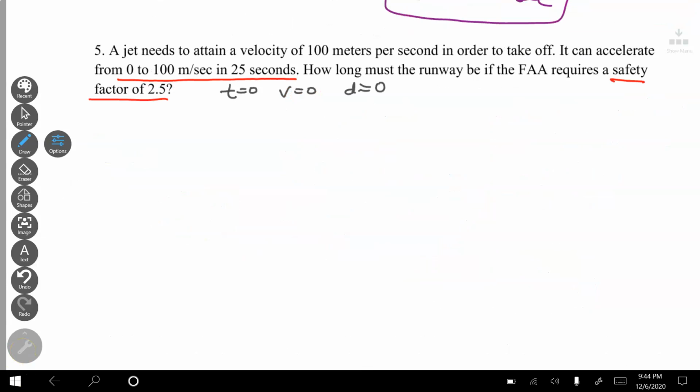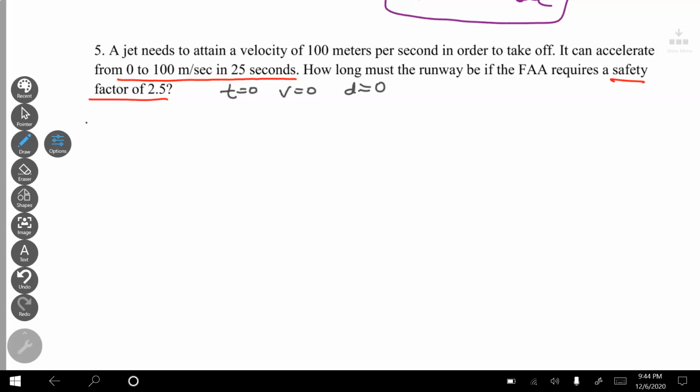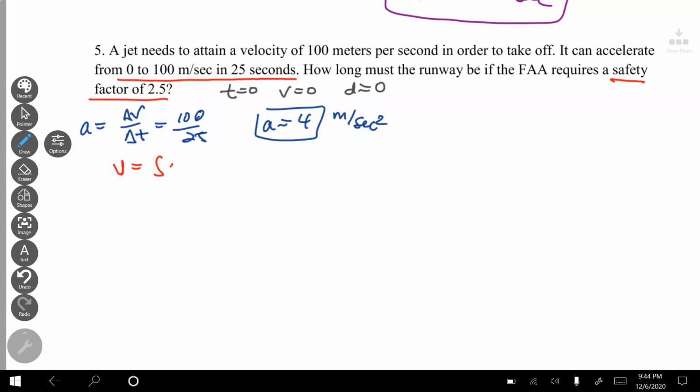So I want to figure out how long a runway must be if a jet needs to be going 100 meters per second to take off, and it accelerates from 0 to 100 meters per second in 25 seconds. Basically, if I don't tell you, for the most part, we're going to presume linear. So my acceleration is going to be change in v over change in t, which is 100 over 25. So my acceleration is 4 meters per second squared. So when I want to find my velocity, it's the integral of a, which is 4 dt. So my velocity is going to be 4t plus c.